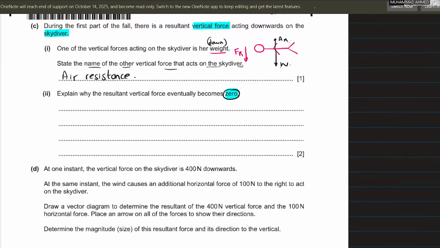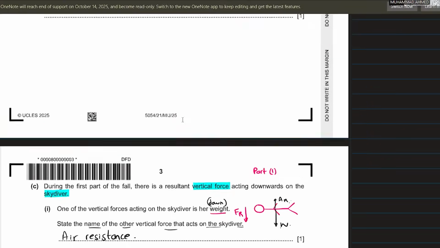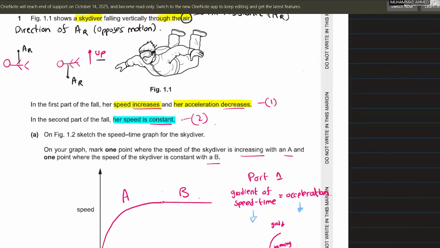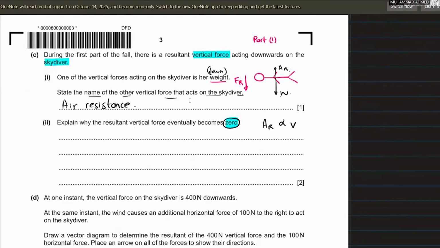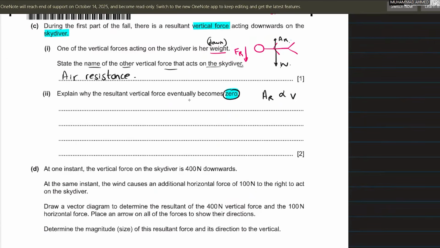Beta dekho, hota ye hai ki aapki jo air resistance hai, your air resistance is directly proportional to your speed or your velocity. Now, as you can see, your speed is increasing. As your speed consistently increases, air resistance increases. As air resistance increases, the upward force of air resistance will equal the downward force of weight. The resultant vertical force will become zero. So you can write it here. You can say air resistance. Let's zoom in a bit.